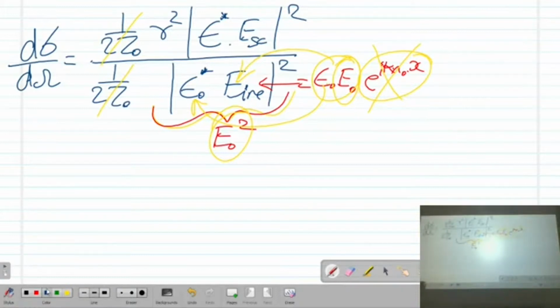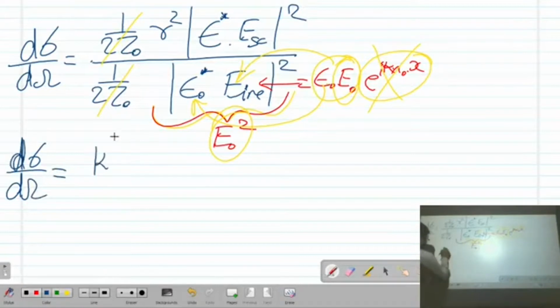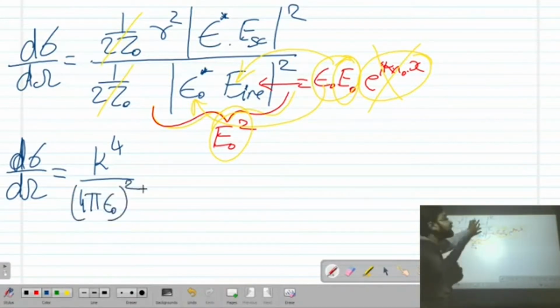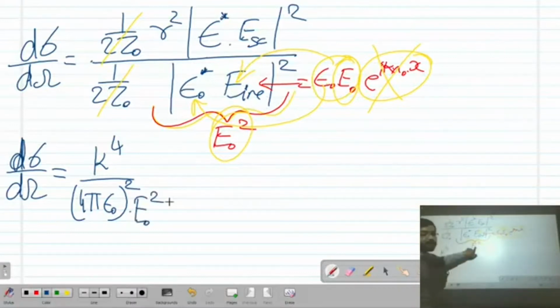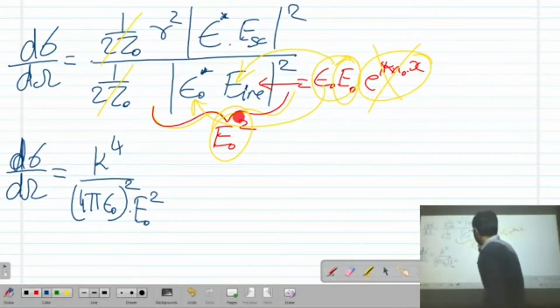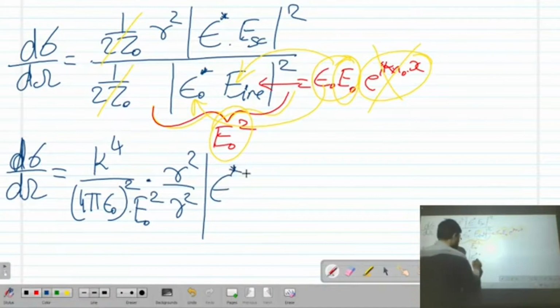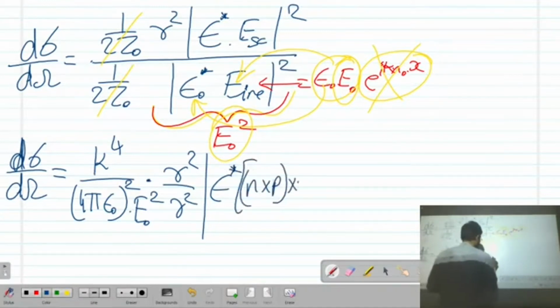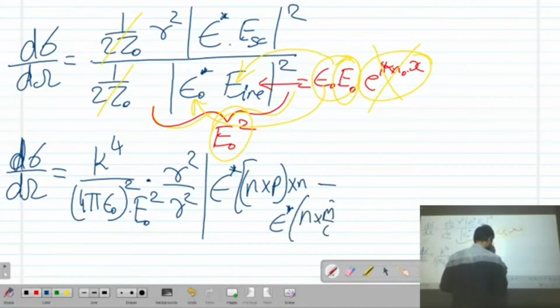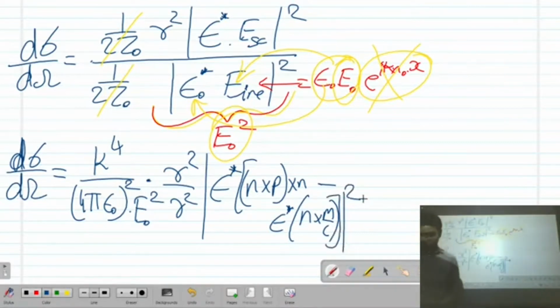we will have power radiated per unit solid angle is equal to k raised to 4 by 4 pi epsilon 0 whole square. This has come from the E scattered value. Dot E0 square. This E0 square is nothing but this value. Dot R square by R square into psi conjugate n cross p cross n minus psi conjugate of n cross n by c, whole square. This is nothing but whole square.